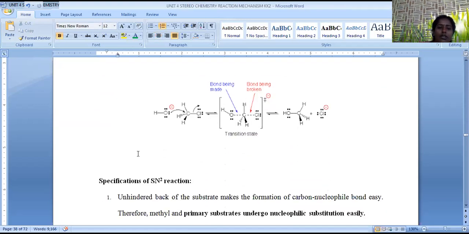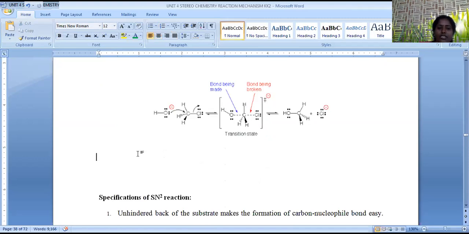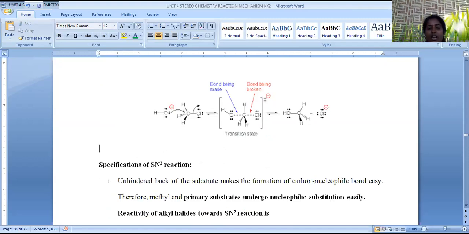And let us see what are the specifications of SN2 reaction. In SN2 reaction, unhindered alkyl halide is required, because in case of pentavalent transition state, if we are replacing hydrogens with any methyl group, carbon is not in a position to accommodate all the bulky groups on its surface, being the smaller element. That's the reason why unhindered carbon is required, and primary alkyl halides are more preferable towards SN2 type of reaction.